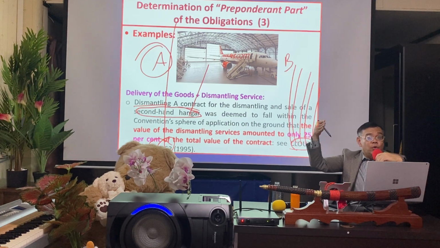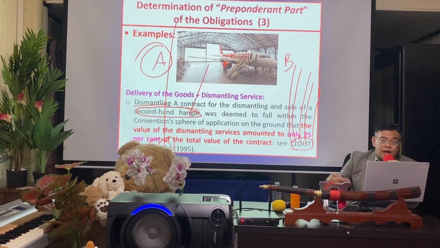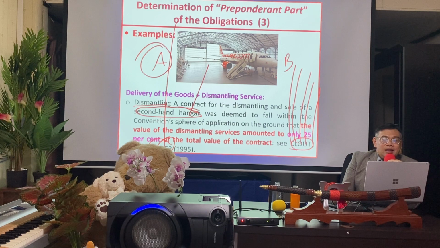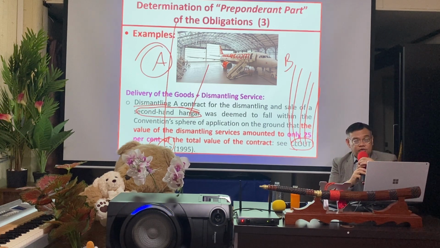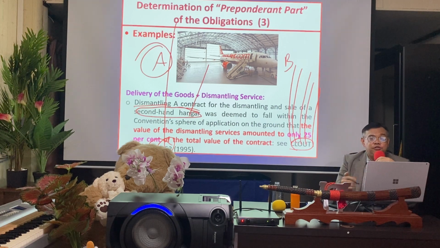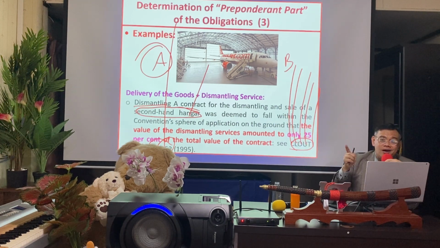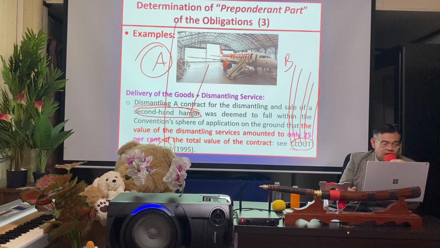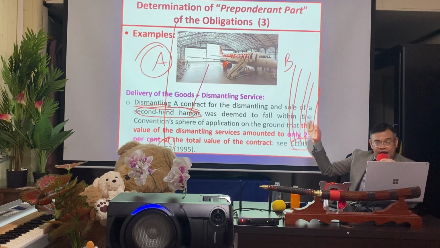The hangar would have to be removed and relocated for B. In this case, the contract consists of two parts: the part which deals with the delivery of the goods, i.e. the hangar, and the part which deals with the dismantling of this hangar.